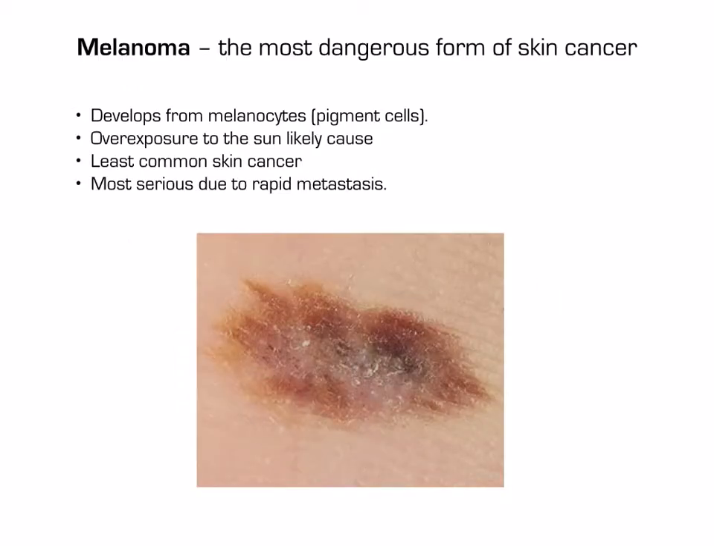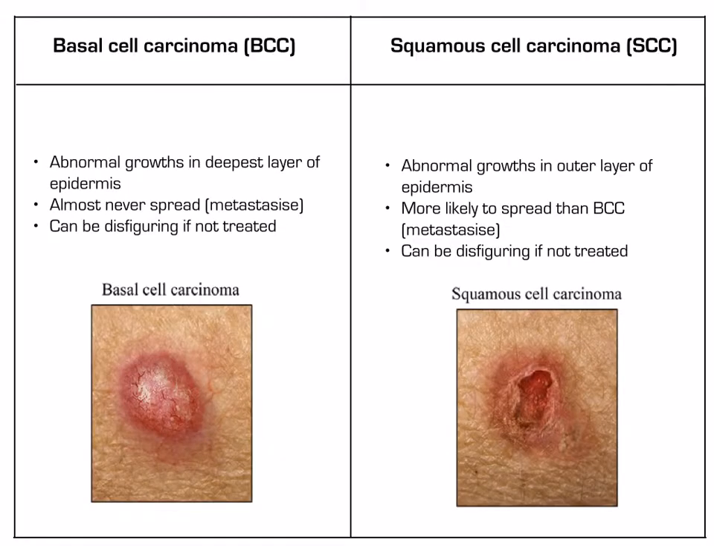Melanoma, the most dangerous form of skin cancer. Melanoma develops from the melanocytes, or pigment cells, which are responsible for giving the skin its colour. Overexposure to the sun is the most likely cause. It's also the least common form of skin cancer, and it's also the most serious due to its rapid metastases, or its ability to spread to other parts of the body.